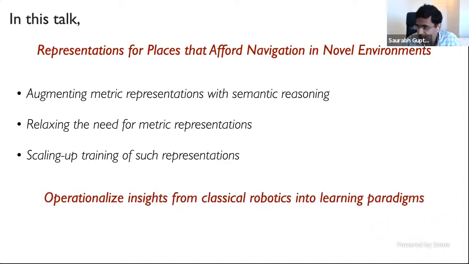And while I'm doing this, I'll try to operationalize insights from classical robotics and sprinkle in learning wherever is necessary in order to get things to work the way we want them to work. So throughout this talk, you will see this common theme that we are not in any way replacing architectures or frameworks that have been proposed in classical robotics, but we are augmenting them with machine learning in just the right way, in just the right amount, so that you can get systems which benefit from both classical robotics and machine learned priors. So these are the three things that I'd like to talk about today.